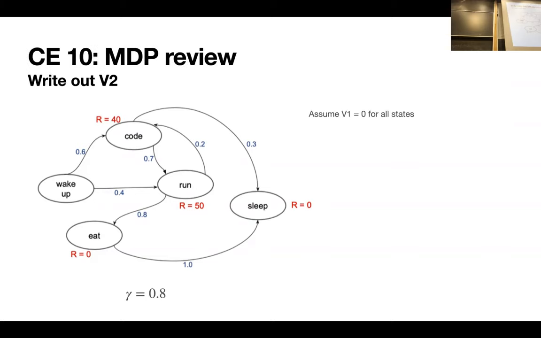Let's do a class exercise. Let's try to compute the values at iteration 2, given that we know the values at iteration 1 are 0 for all the states. Let's do one iteration manually. I'll do one example on the board, and you'll pay attention, and then you'll do the remaining ones. I'll do the value for the first state, wake up, so let's compute it manually.